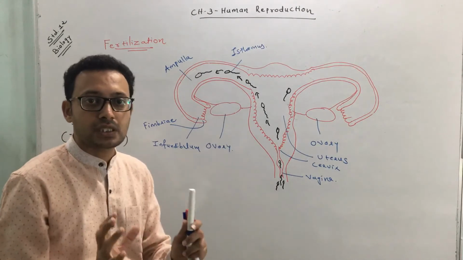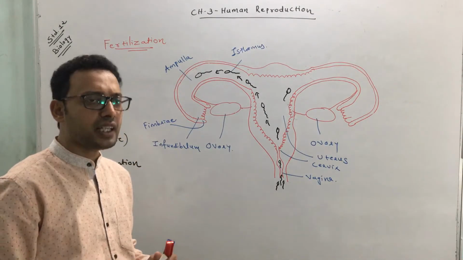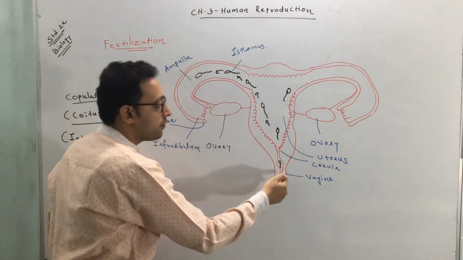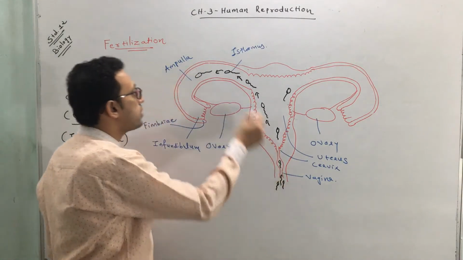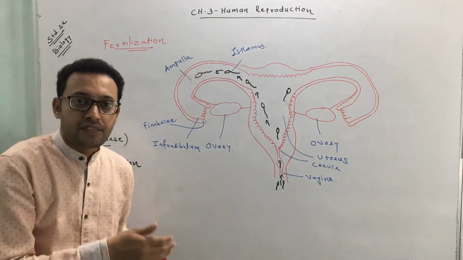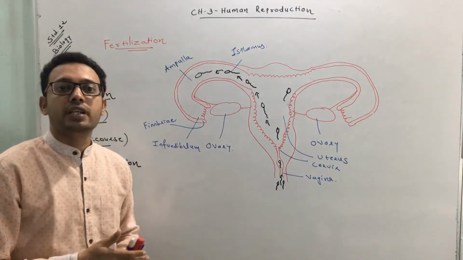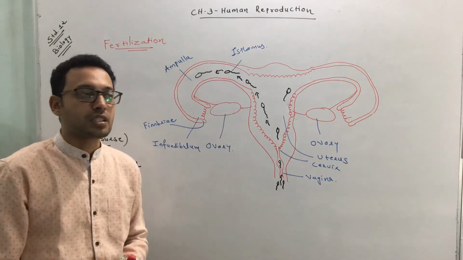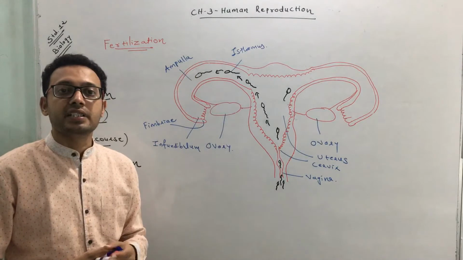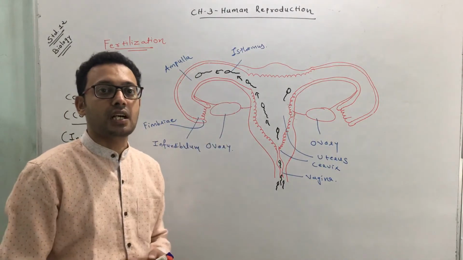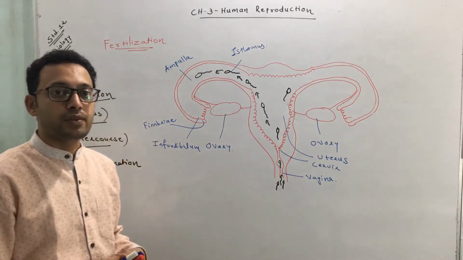This is the activity which happens during intercourse. Once the sperm is released into the vagina, to reach the ampullary region it may take a different time interval depending on the motility of the sperm. The time may range from 3 to 6 hours to reach the ampullary region.